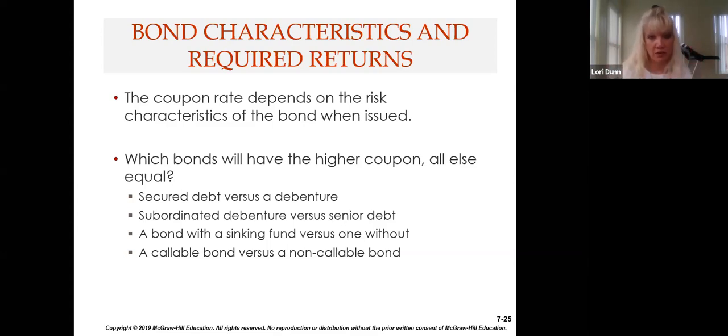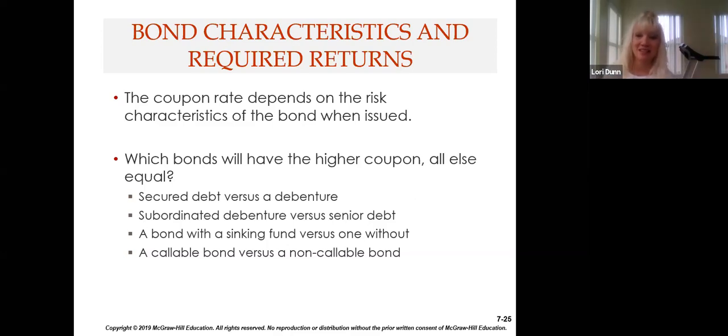What causes our coupon rate to be where it's at? Well, it depends on the characteristics of the bond. Is this bond a secured debt or a debenture? The more security there is on the bond, the lower the interest rate, because the lower the risk associated with that bond. A debenture bond has more risk, so the higher the coupon rate will be on that bond. Subordinated debt versus senior debt: subordinated debt has more risk because they get paid second, so they tend to have a higher coupon rate than senior debt.